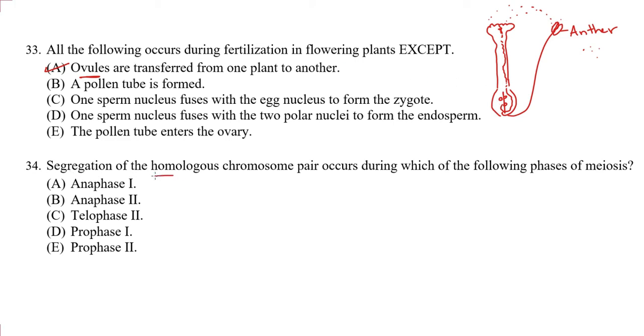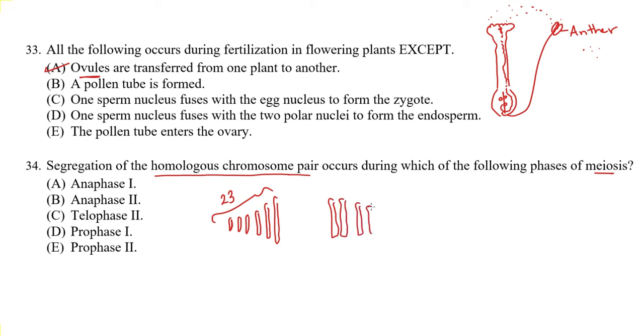34. Segregation of homologous chromosome pair occurs during which of the following phases of meiosis? A quick hint about homologous chromosomes. You know that the male gamete contains a definite number of chromatids. For example, in human, there are 23 chromosomes in the form of chromatids, and the female ovum contains another similar number of chromosomes.